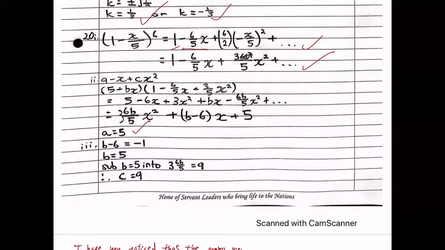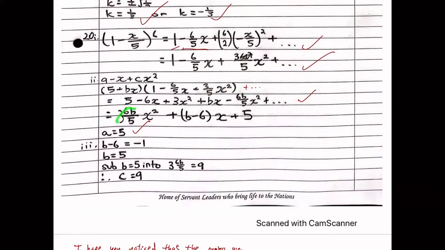Let's see what you did. Okay, you just expand everything. 5 multiplied by 1 minus 6 over 5x plus 3 over 5x squared. You'll get 5 minus 6x plus 3x squared. That's correct. Then bx you multiply. So bx times 1 is bx. Bx times negative 6 over 5x is negative 6 over 5 bx squared. And then bx times 3 over 5x squared, you get an x cubed term, not relevant to the question anymore because they only give you up to cx squared. So you don't expand and you put plus dot dot dot. Okay, that's fine. Here you also should already put the plus dot dot dot, right, because there's actually more terms.